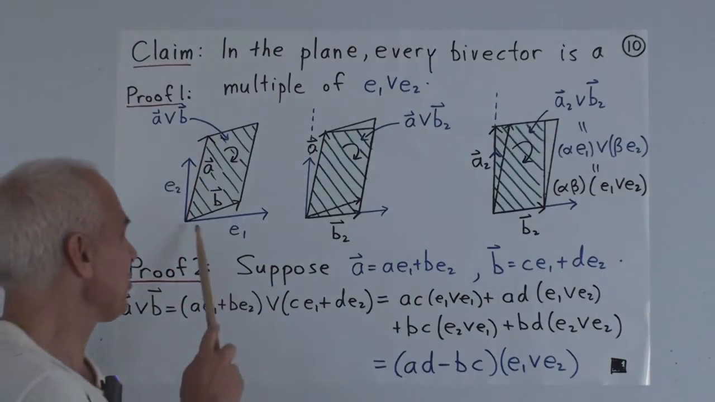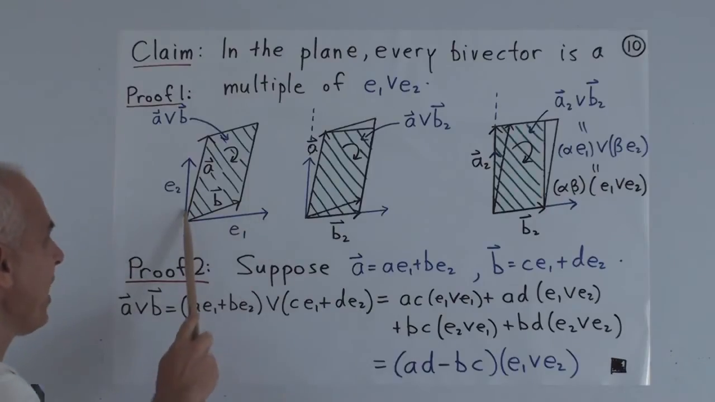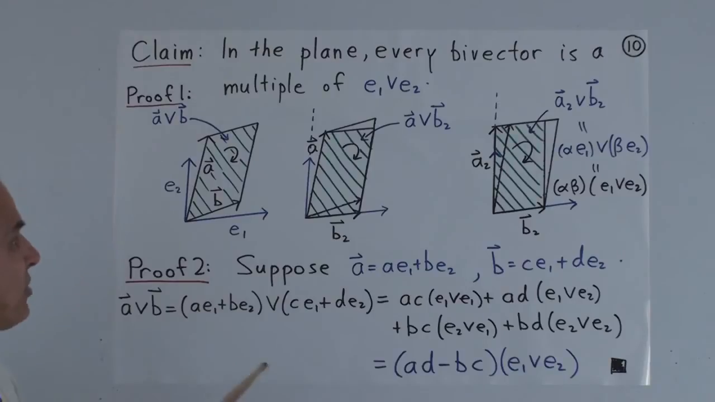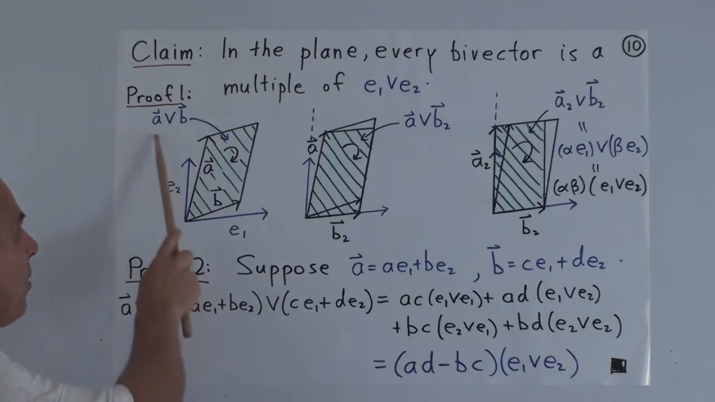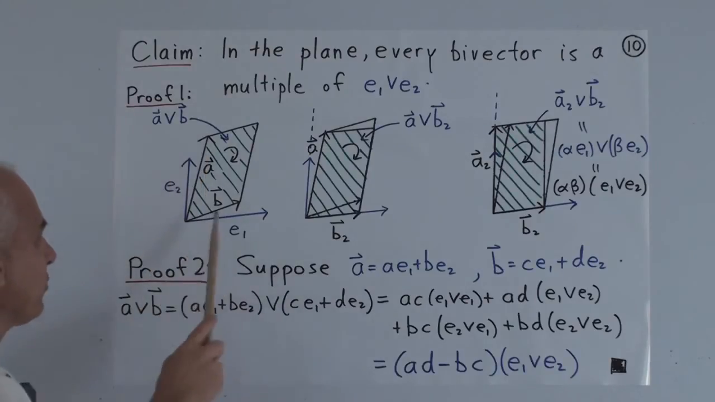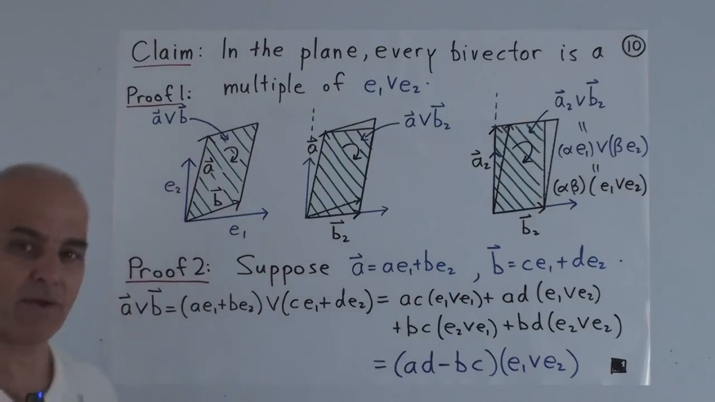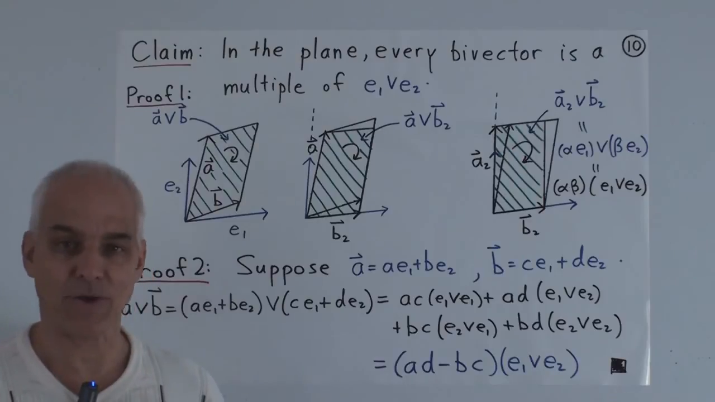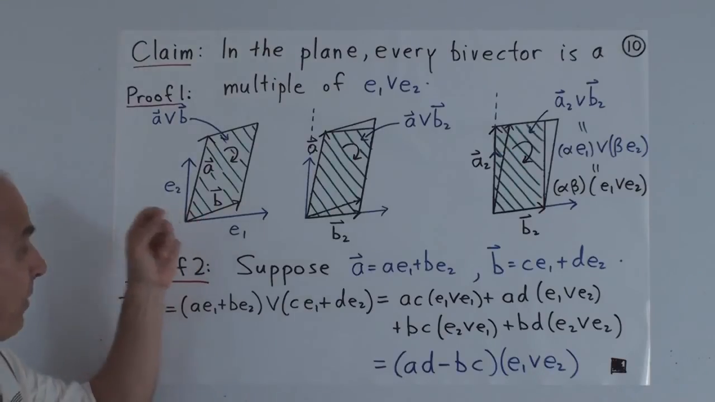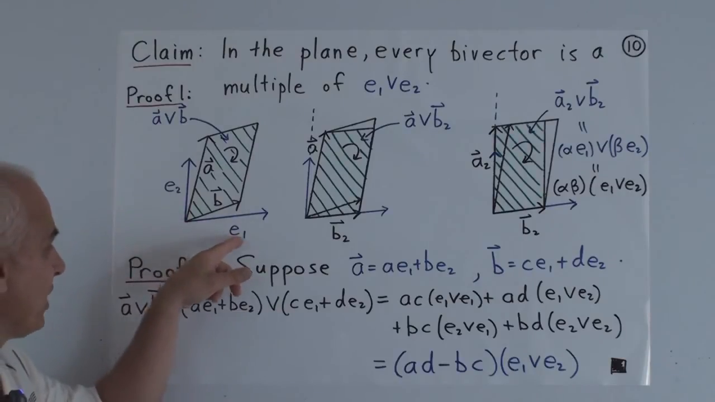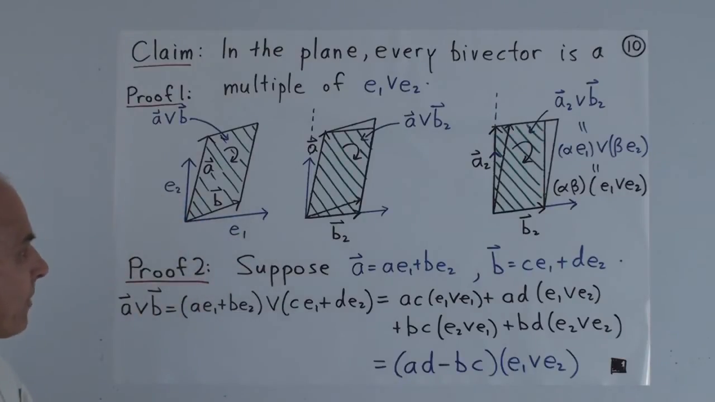So here's a geometrical proof. Let's say there's the vector E1 and there's the vector E2. And I'm now going to look at an arbitrary bivector, call it A wedge B. So there's a random vector A, there's a random vector B, and this oriented parallelogram represents the bivector A wedge B. And I want to show you that this bivector A wedge B is actually a multiple of the bivector E1 wedge E2. We do it in a couple of steps.